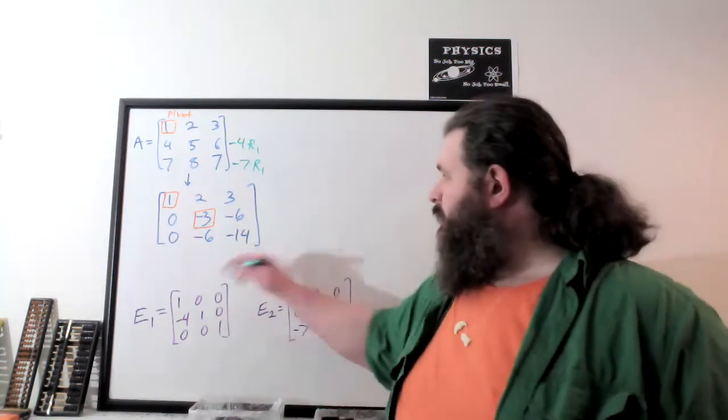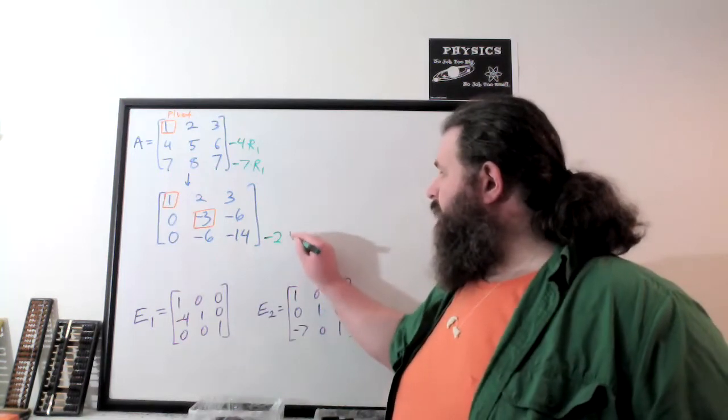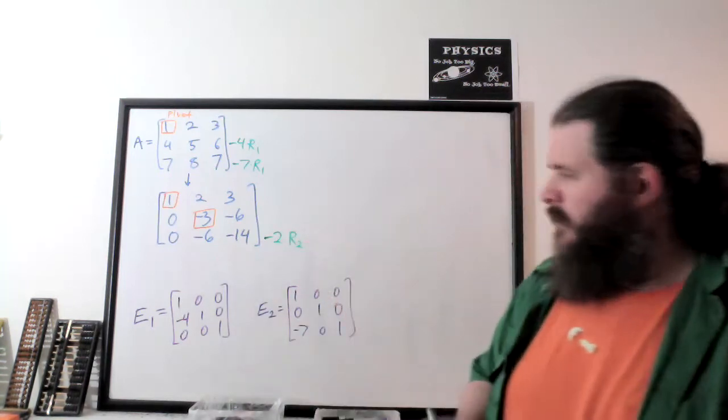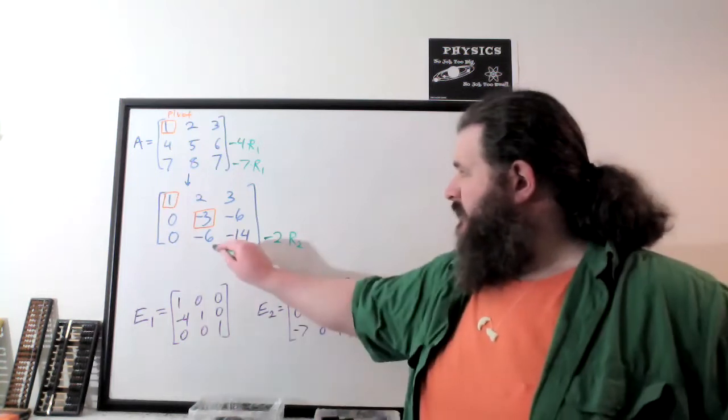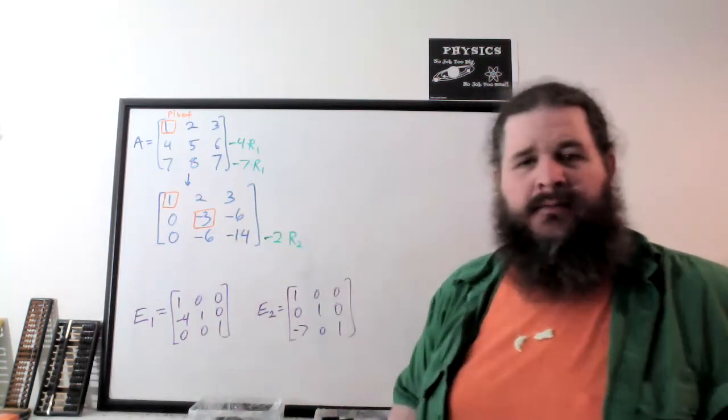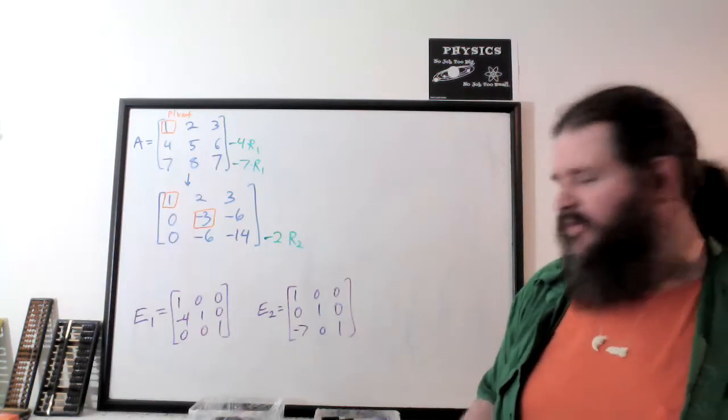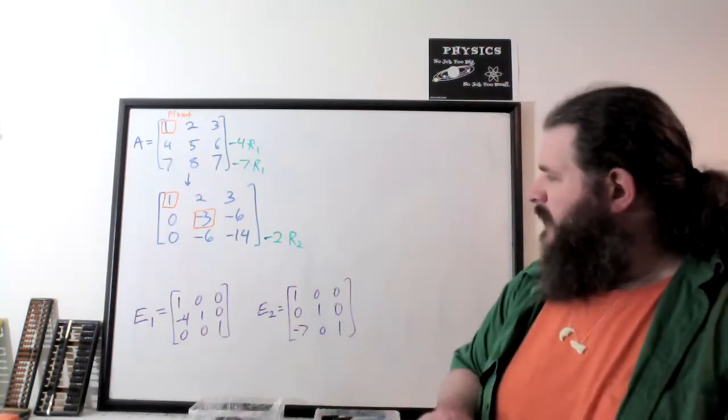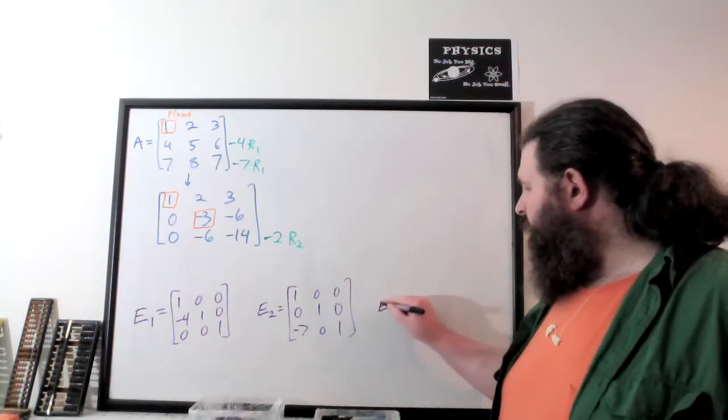Yeah, we can take row 3 and subtract 2 times row 2. Because that way, -6 minus 2 times -3 would be -6 plus 6. That cancels out. And before we do that, let's write out the corresponding transformation matrix, E3.